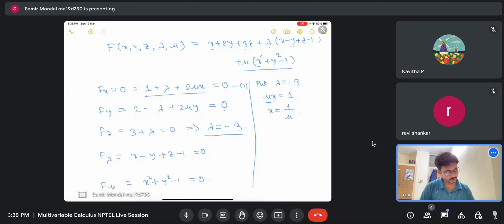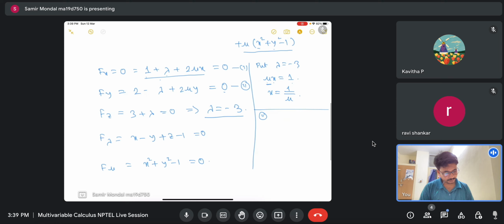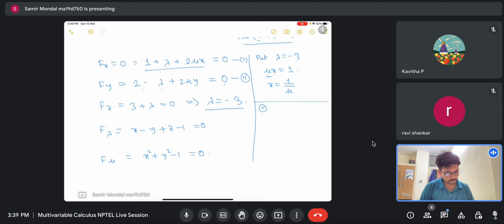Now put lambda equal to minus 3 in the second equation. From it we will get 5, so y equal to minus 5 by 2 mu. Putting lambda equal to minus 3, it is 5, minus 5 by 2 mu. So this is the value of y, and this is the value of x.